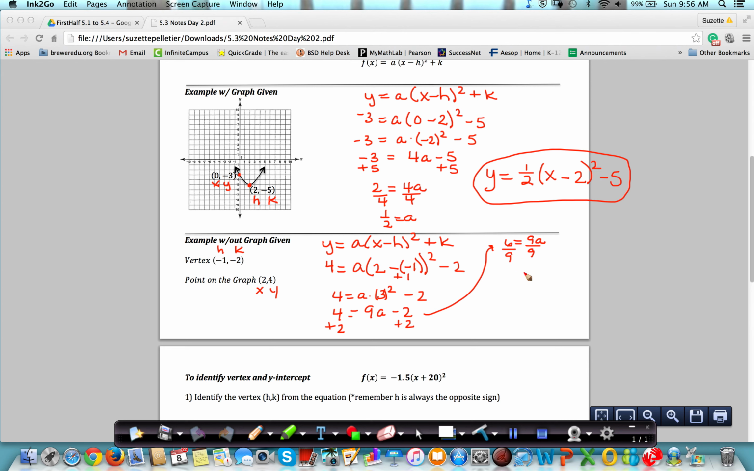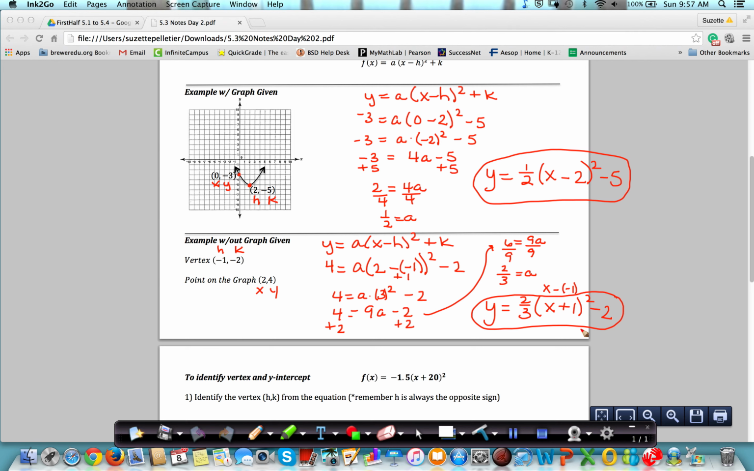6 and 9 are both divisible by 3. 3 goes into 6 twice. 3 goes into 9 3 times. So a is 2/3. Y equals 2/3 times x, and it's minus -1, so I'm just going to make it +1. X minus -1, that's how it became +1. And then -2. So here's the equation of the parabola. We were not given a graph this time, but we were given this information. That's how you find it.